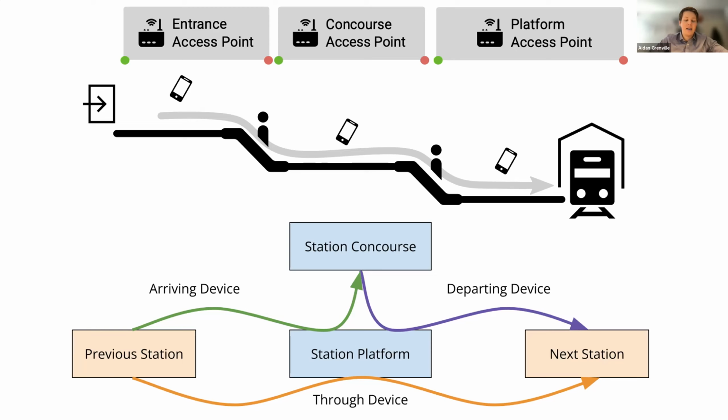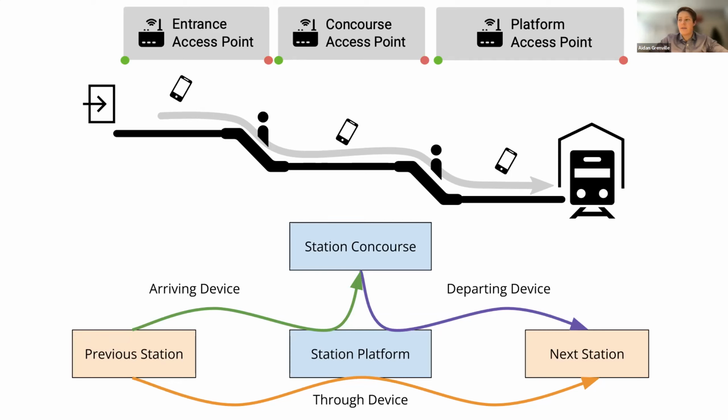Obviously, given the lack of connectivity in the subway tunnels, we don't necessarily see a user's journey precisely as they're going through the tunnels, but we can infer this from arriving at and leaving stations en route. So this second diagram here shows the different patterns.